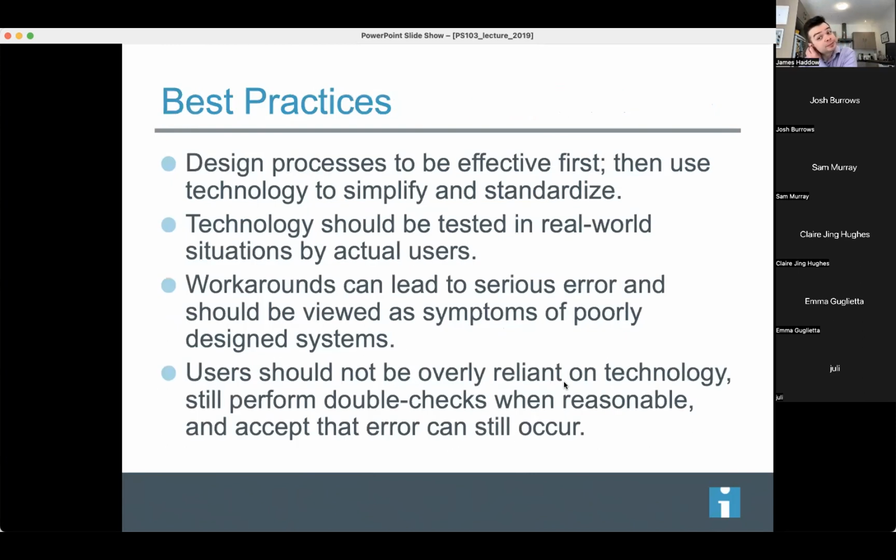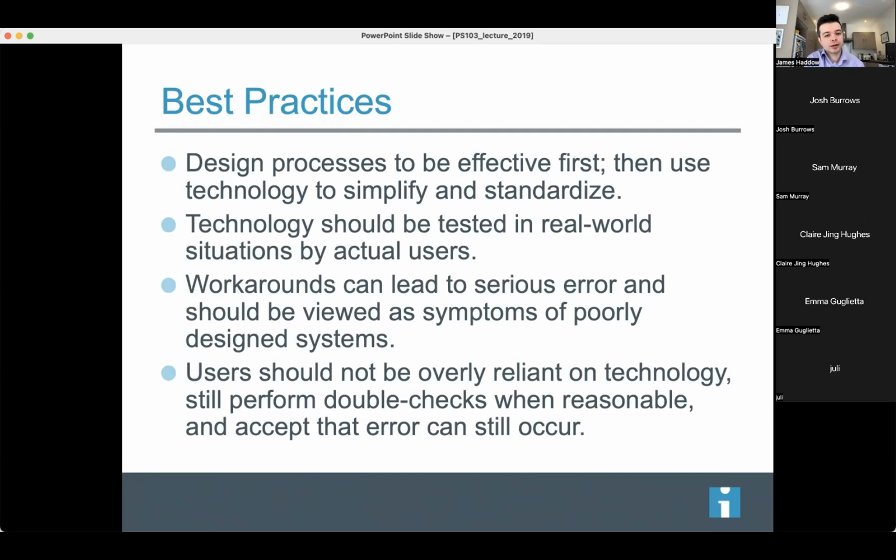Best practices. So design processes. This is in terms of implementing technology into your systems. You need to design the processes to be effective first, and then use technology to simplify and standardize. So not the other way around. Don't come with a solution looking for a problem. First of all, find your problem, work out a solution, and then work out where the different bits of technology fit in that. And the technology should be tested in real world situations by actual users.